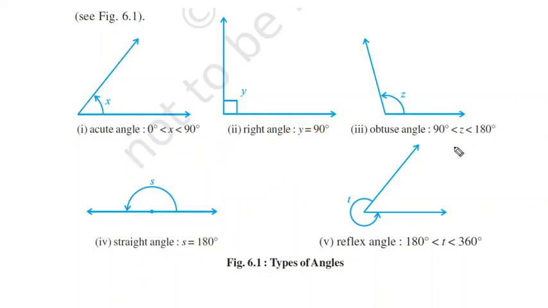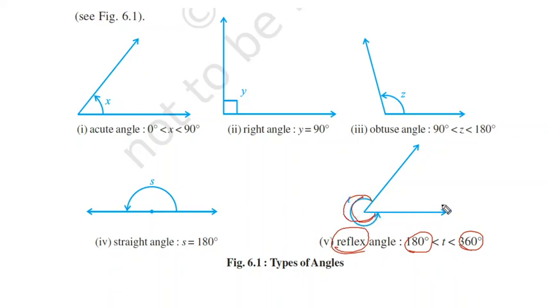Now we will move to reflex angle. Reflex angle is more than 180 degree and less than 360 degree. That means 180 से ज़्यादा और 360 से कम. That is called reflex angle. This part, this is the reflex angle.